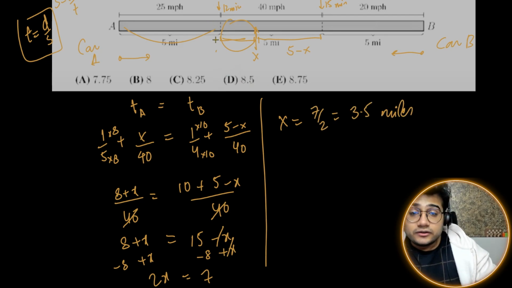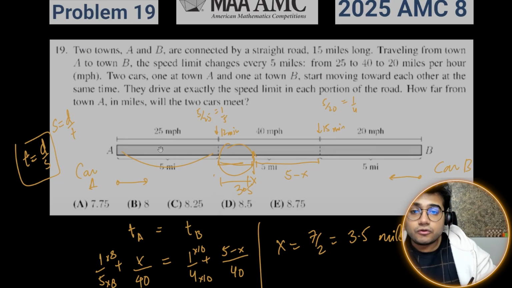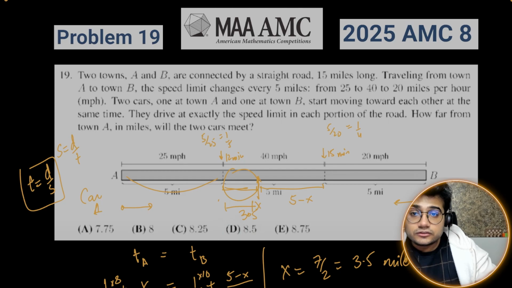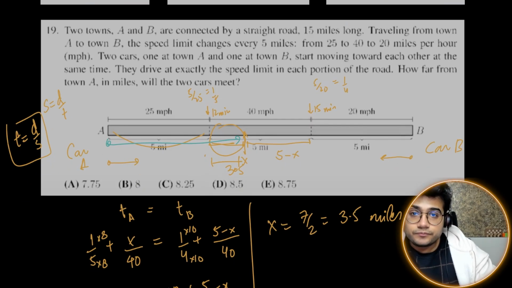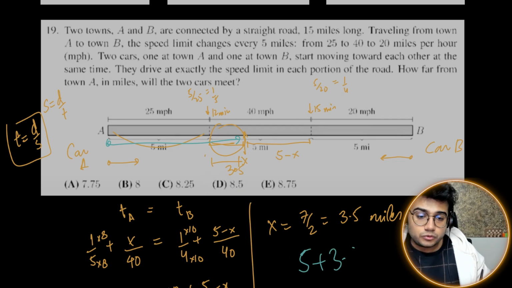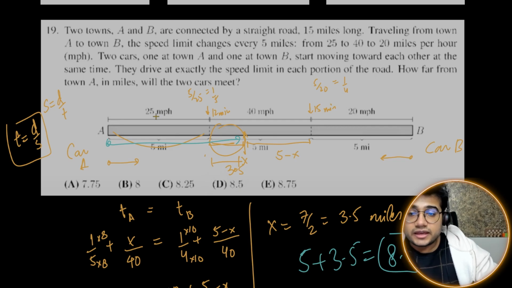Okay, remember this is 3.5 miles, but what they are asking for is the distance from the starting point, from A. So this whole thing will be 5 plus 3.5. So the total distance would be 5 plus 3.5, which is 8.5, and the answer is gonna be D.